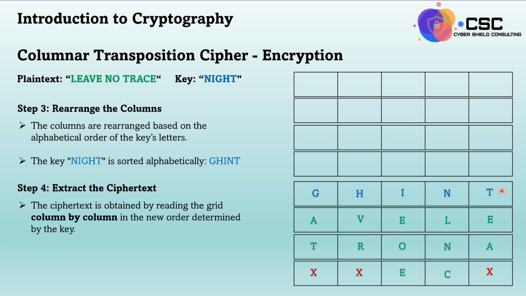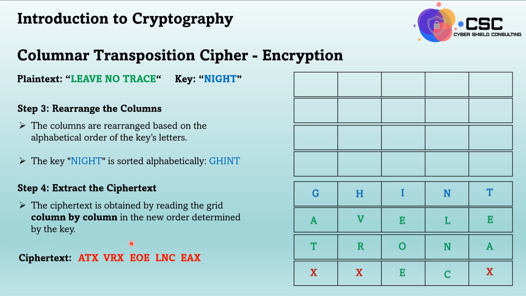But how do we read the message? We need to look at the rearranged matrix, and then we read column by column. So this is the trick here. So when you need to extract the ciphertext, what you need to do is read column by column. So ATX will come first, and then we'll have VRX, and then we'll have EOE, and then LNC, and finally EAX. So this is the cipher text.